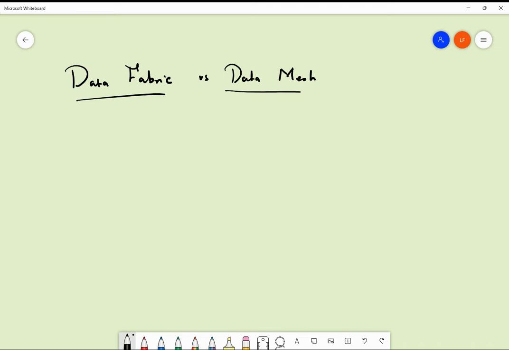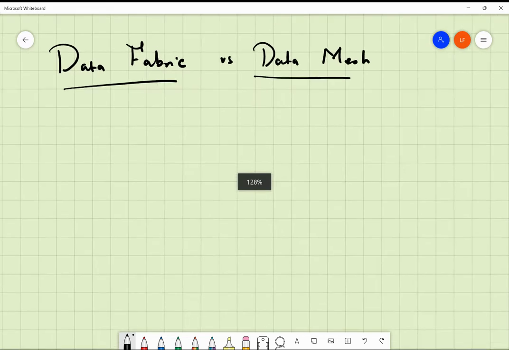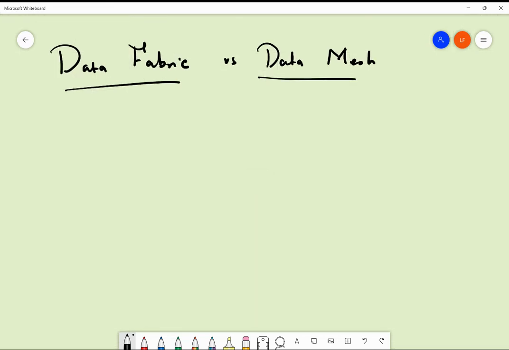Welcome to today's lecture. So today we're going to be talking about data fabric versus data mesh. This is something that has grown by leaps and bounds in the industry, and everyone is talking about it. You might hear of data fabrics. There are vendors talking about it, trying to sell products. There are service delivery companies talking about it, trying to implement these.